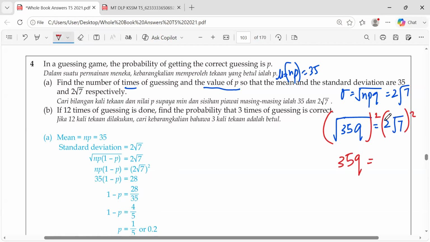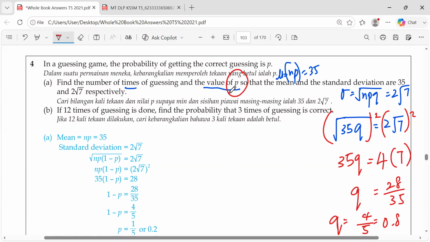Then I get, 7 squared is 49, 2 squared I get 4. And then 28 divided by 35, I get 0.8. Okay, Q. So I get Q, but the question wants P and N.